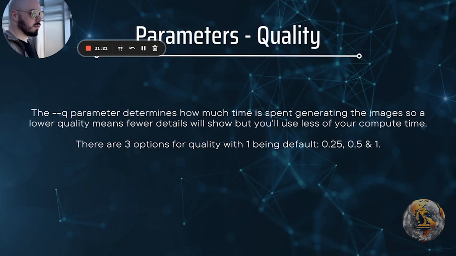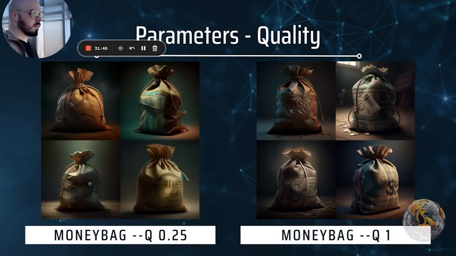Now let's talk about the quality parameter. The --q parameter determines how much time is spent generating the images. So a lower quality means fewer details will show, but you'll use less of your compute time. There are 3 options for quality, with 1 being default. Then obviously you have this 0.25, 0.5, and 1. Moneybag --q, which once again is quality, 0.25, and the other is --q 1. You can see the difference right here.